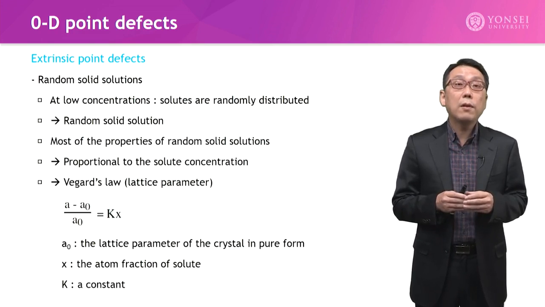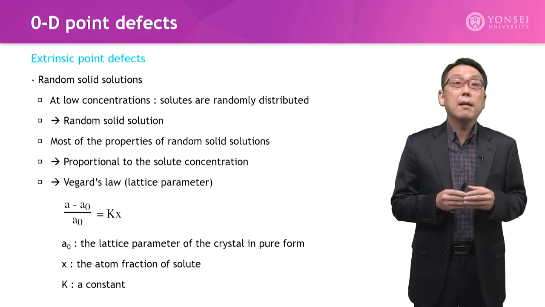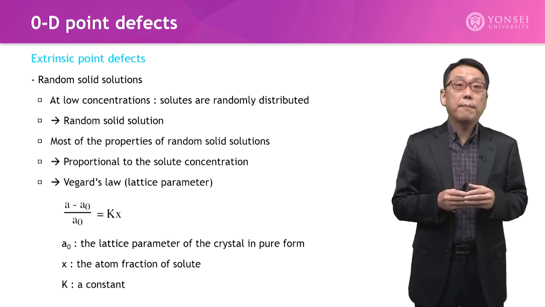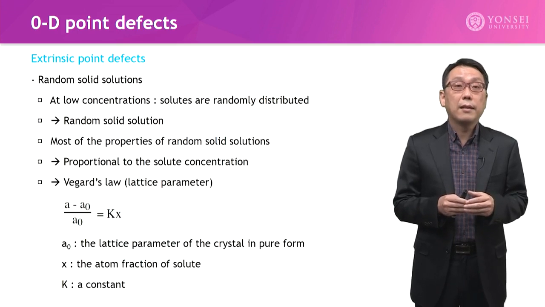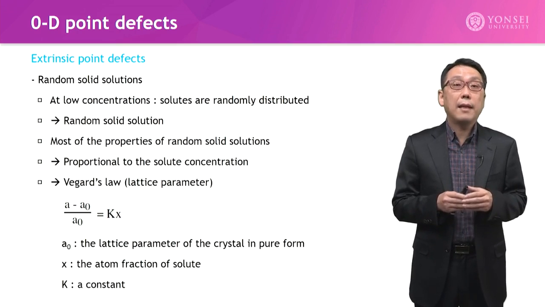Extrinsic point defects also can be found in random solid solutions. At low concentrations, the solutes are randomly distributed. This is the random solid solution. And most of the properties of random solid solutions are proportional to the solute concentration based on Vegard's rule, which is related to the lattice parameters of the solid solution, given by (a - a0)/a0 = Kx. In this equation, a0 is the lattice parameter of the crystal in pure form, x is the atom fraction of solute, and K is a constant value.